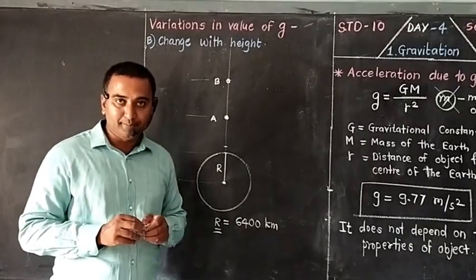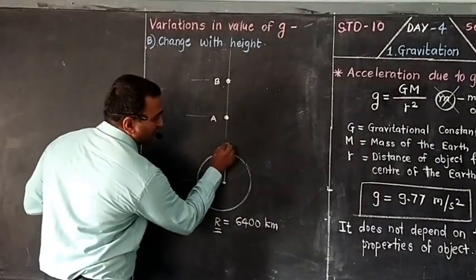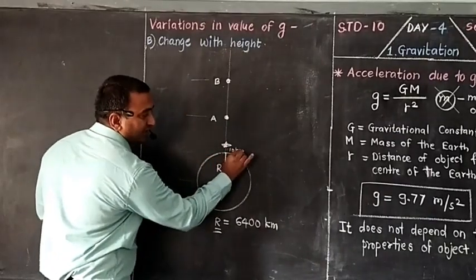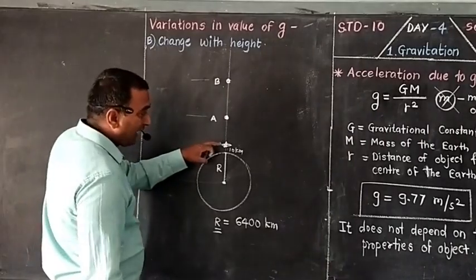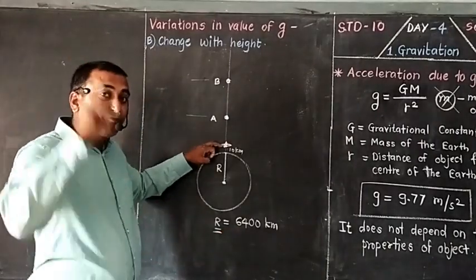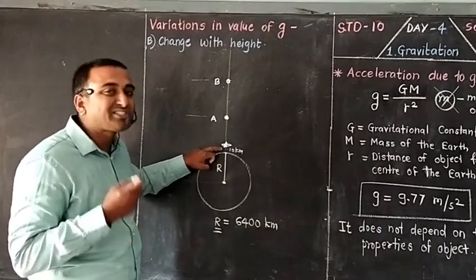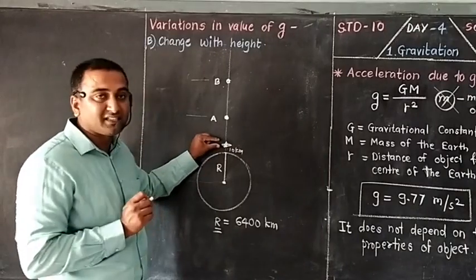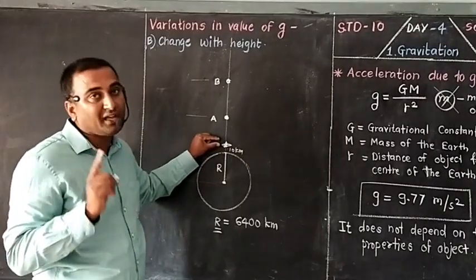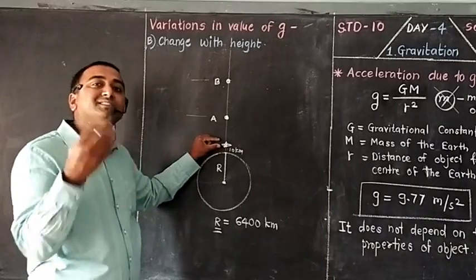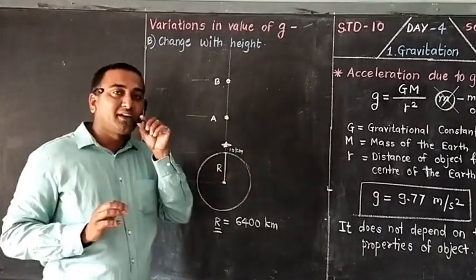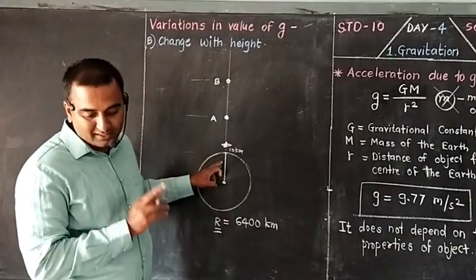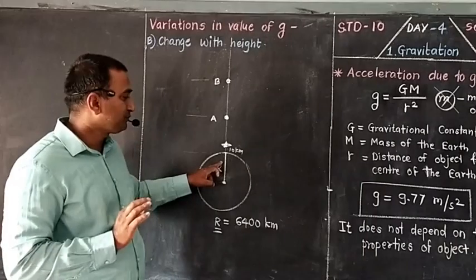Suppose that is an aeroplane. Suppose this is the location of the aeroplane we have. So what is the distance here? Here the distance is only 10 km. Then as compared to 6400 km, this change of 10 km is so small. So within this distance, though there is a little change in g, this change is negligible. So for the smaller distance, we are considering the value of g, that is 9.77 or 9.8.